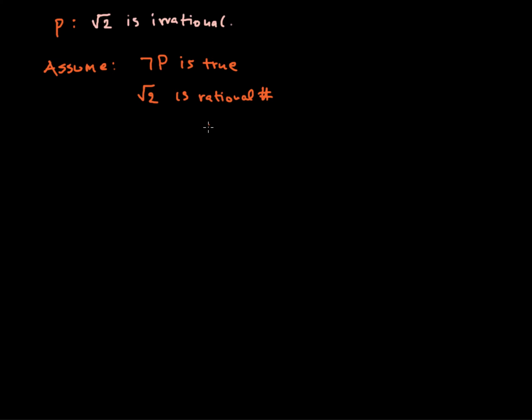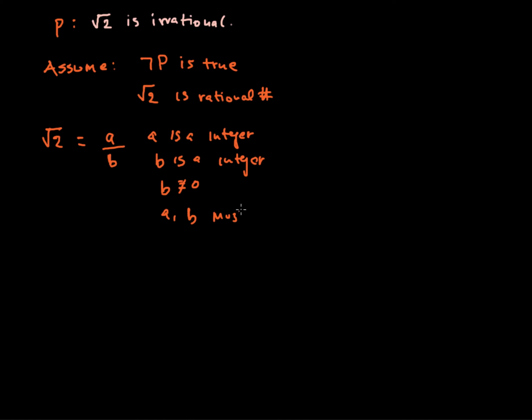Now, what is a rational number? A rational number is a number where root 2 can be rewritten as a ratio of two numbers, or two integers in this case. So let's have these two integers a and b, such that a is an integer and b is an integer, and yes, b should not be equal to 0, but also that a and b must have no common factors. Okay, so this is what I'm assuming.